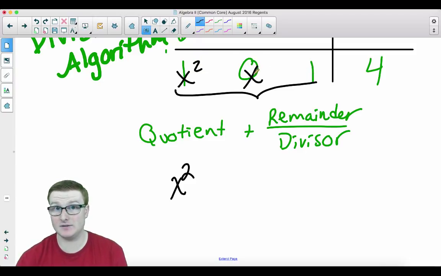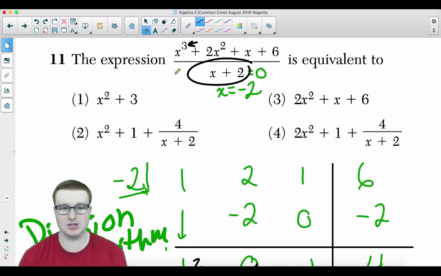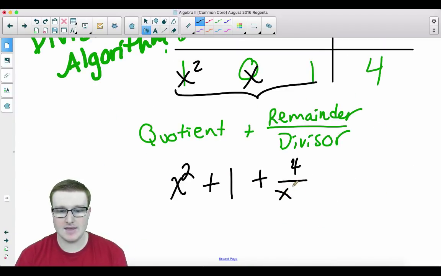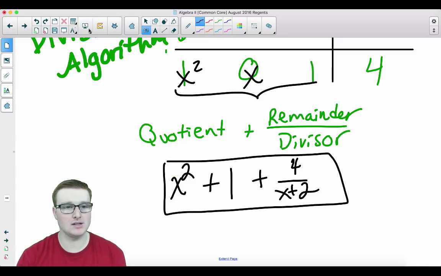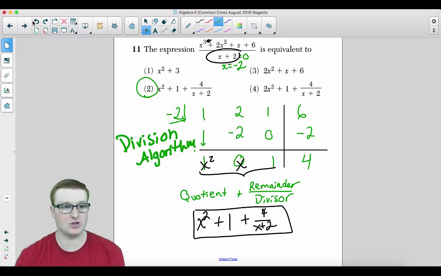Well, there's nothing for the x term, so it's x squared plus 1 plus the remainder of 4 over the divisor. The divisor is what you're dividing by, x plus 2. And that, ladies and gentlemen, is your answer. x squared plus 1 plus 4 divided by x plus 2. Your answer is choice 2 for that question.